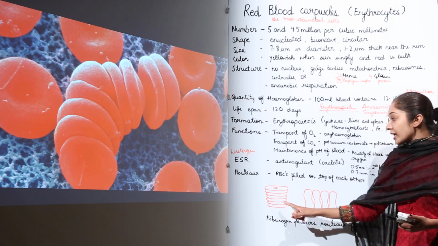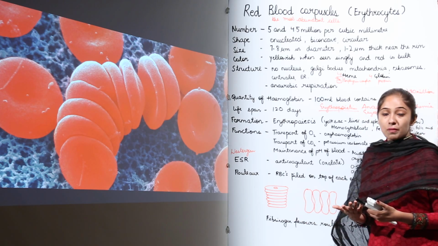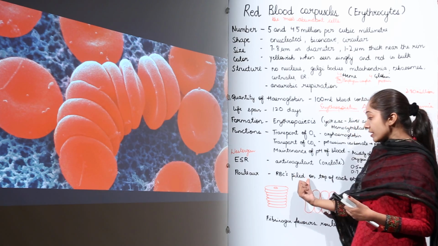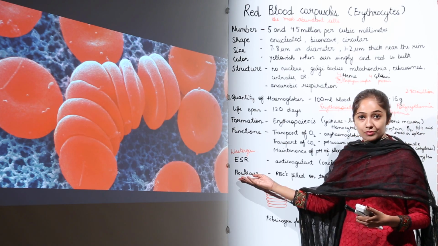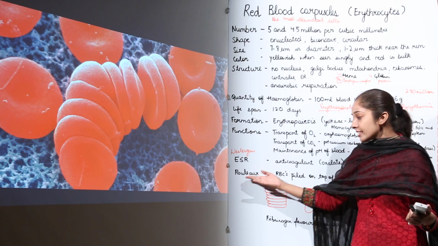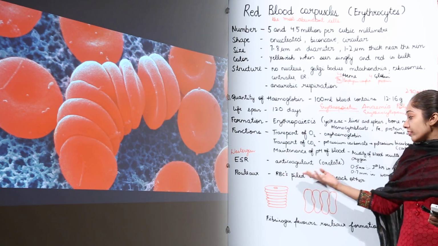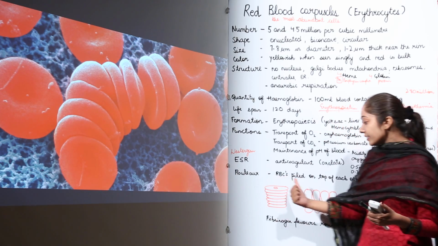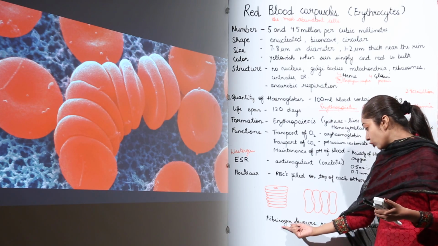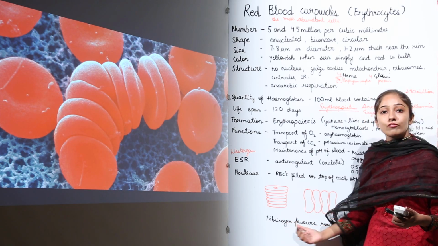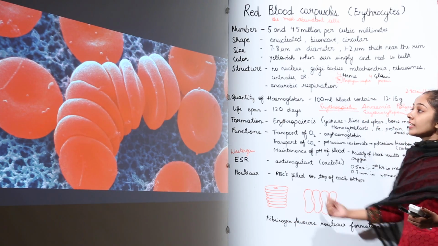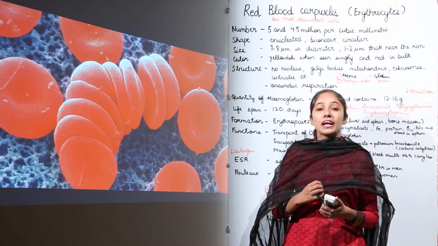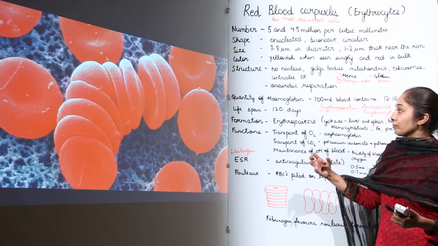These RBCs are actually piled up in this way. So who favors this piling up of RBCs? Who favors the formation of rouleaux? Remember what is rouleaux? It is actually the RBCs when they are piled up in this condition, and this rouleaux is favored by fibrinogen. So fibrinogen favors rouleaux formation. The RBCs are piled up when the blood flow is quite slow.